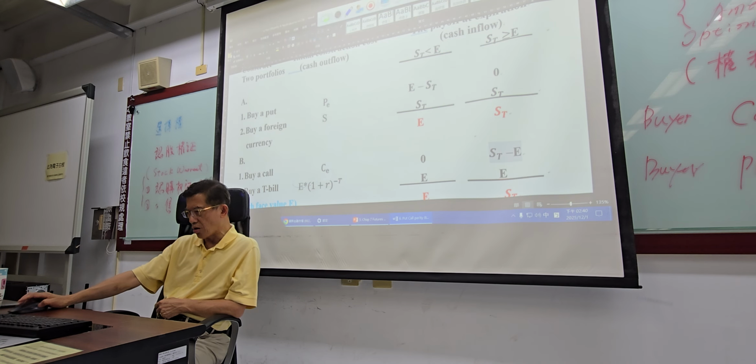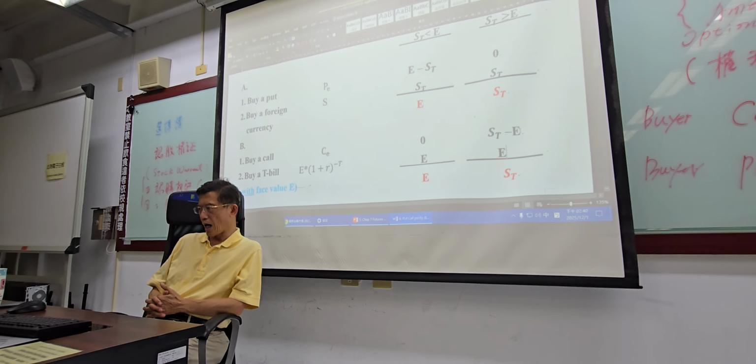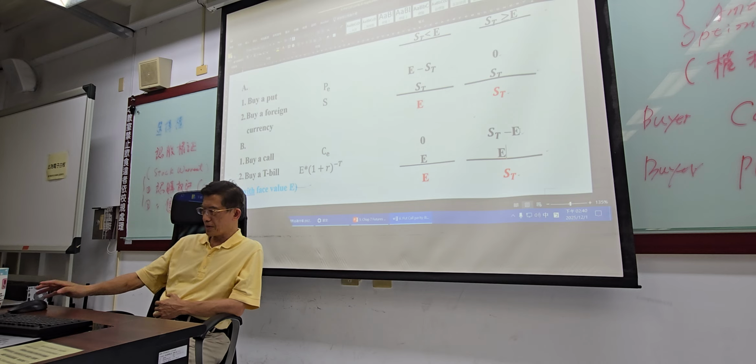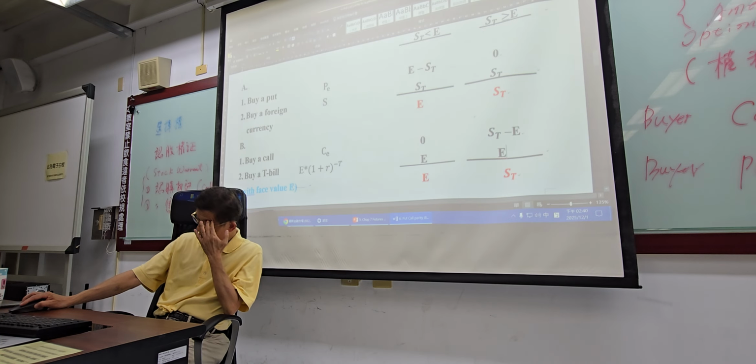And your second component of portfolio B involves buying a treasury bill. And at the expiration, your treasury bill will bring you the face value, which is capital E. And that is the same capital E over here. So we sum them up. Here, 0 plus capital E equals capital E. And here, we sum it up equals S sub T.